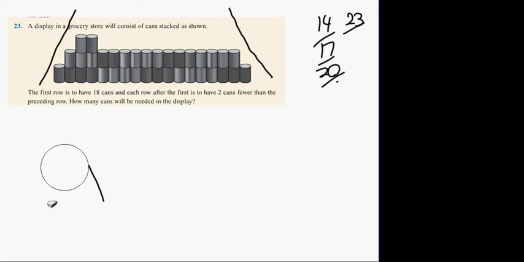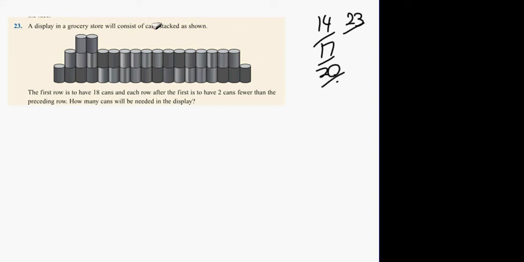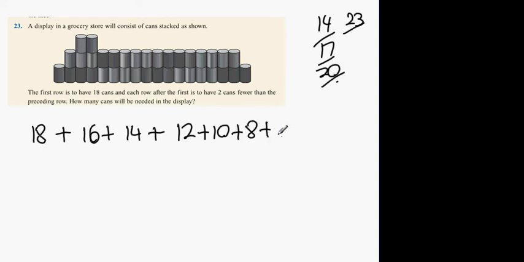So, this is a form of series. It's a sequence. Okay? So the sequence is 18, and then the next ones for the total count are going to be 16 plus 14 plus 12 plus 10 plus 8 plus 6 plus 4 plus 2. So we find out how many rows we have: 1, 2, 3, 4, 5, 6, 7, 8, 9 rows, okay? Now how many cans will be needed for the display? Well, we can add all 9 up together, or we can do it via Sn.